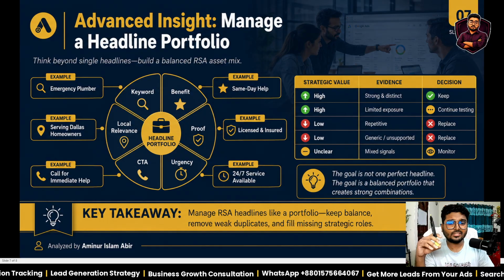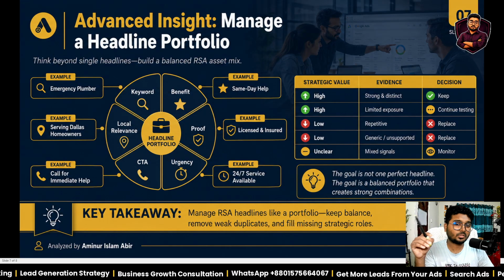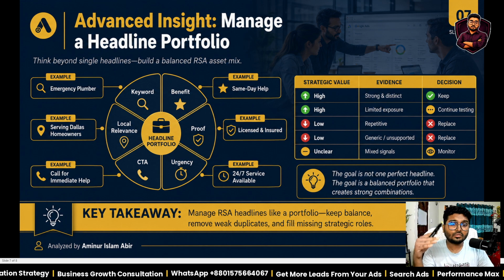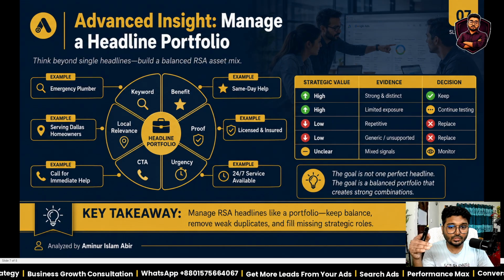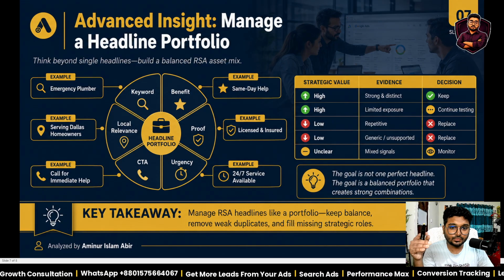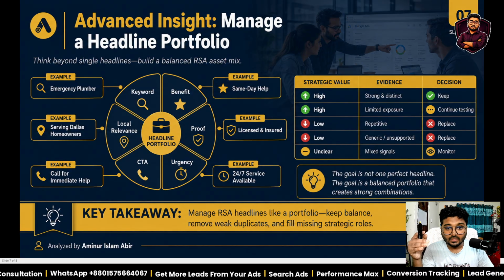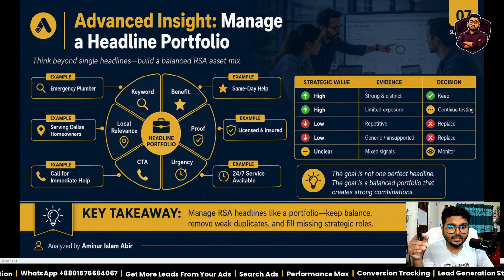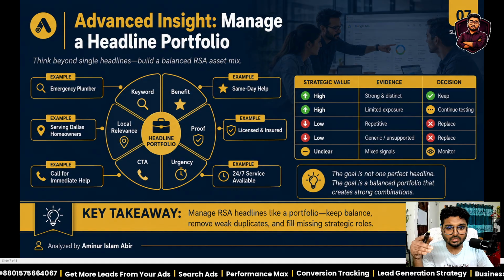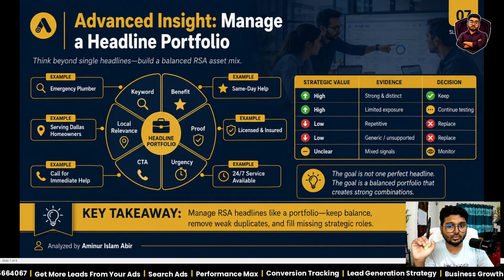Now use a simple decision method. A clear and different headline should usually be kept. A useful headline with little exposure may need more time. A weak repeated headline should be replaced. A generic headline without proof should also be replaced. A headline with unclear results may need monitoring. A headline that conflicts with the search intent or landing page should be corrected quickly.